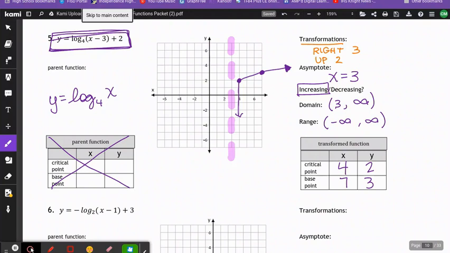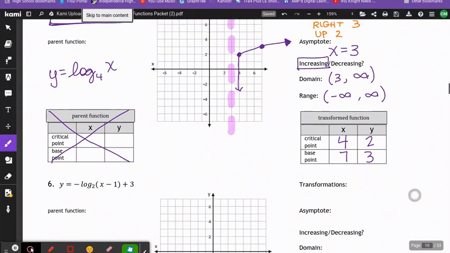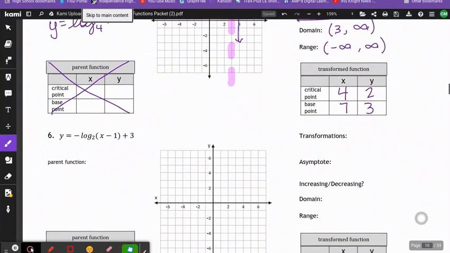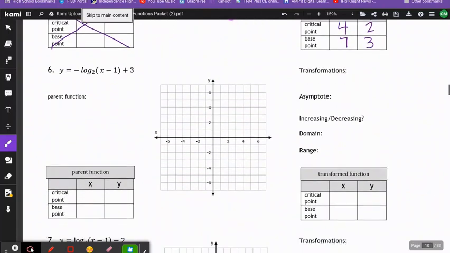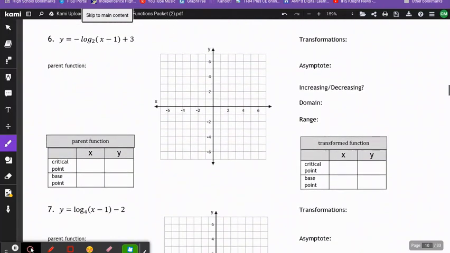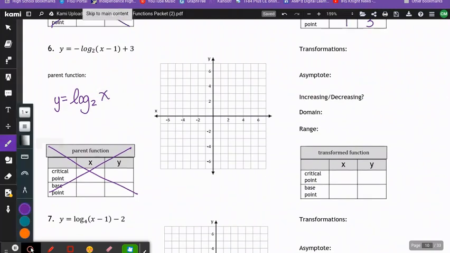Okay, let's do one more. This one underneath number 6 here has a reflection. So let's take a look at number 6. I don't need to fill in this table. I do need to know the parent function, and parent functions do not have any negatives in them. Remember, the parent function is where everything begins. A reflection is a transformation, so that negative symbol there is going to be one of my transformations.